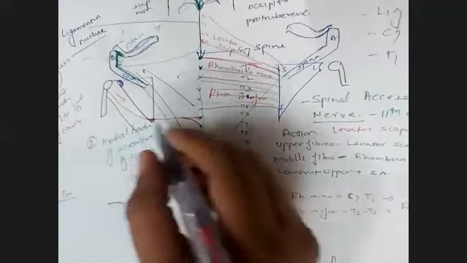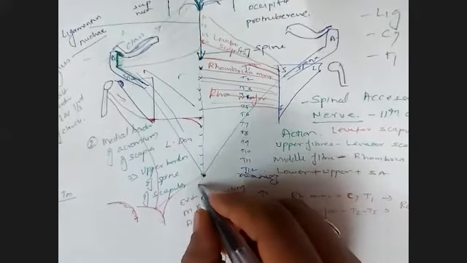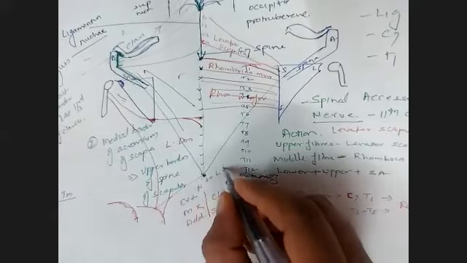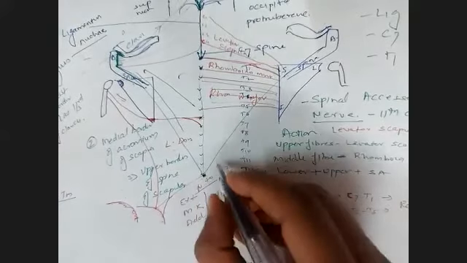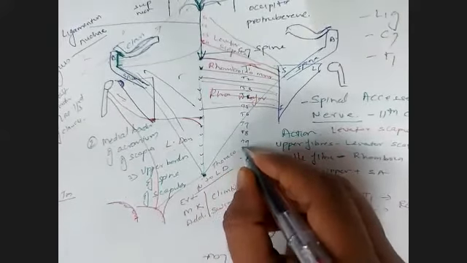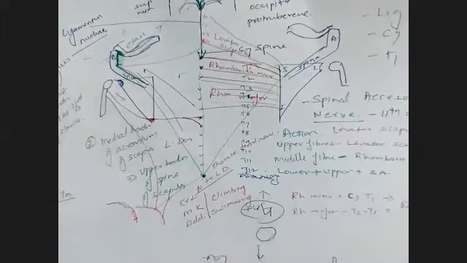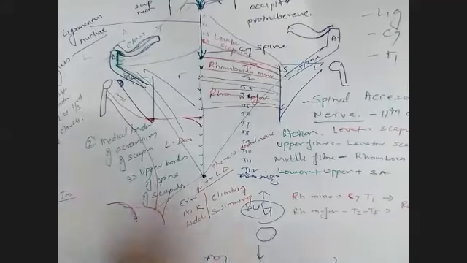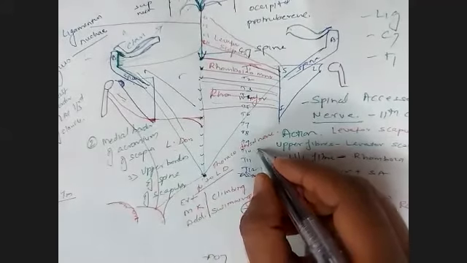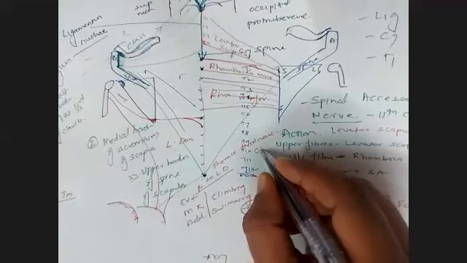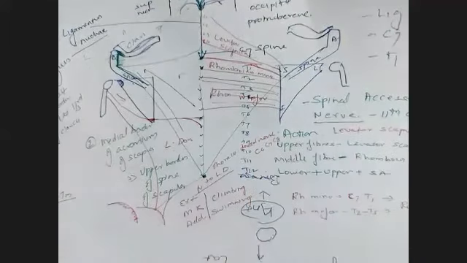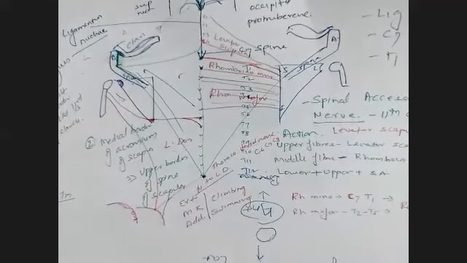The nerve supply of this muscle is the nerve to latissimus dorsi, also called the thoracodorsal nerve. This thoracodorsal nerve is a branch of the posterior cord of brachial plexus with root values C6, C7, C8. Thoracodorsal nerve, nerve to latissimus dorsi, from the posterior cord of brachial plexus.